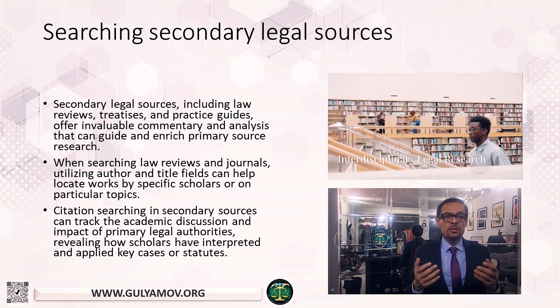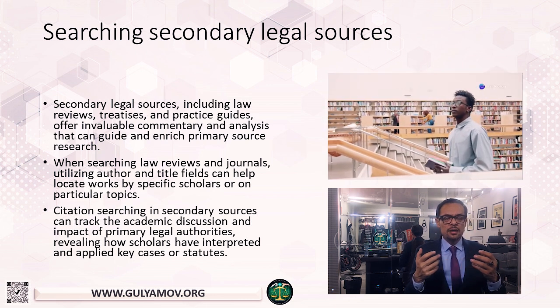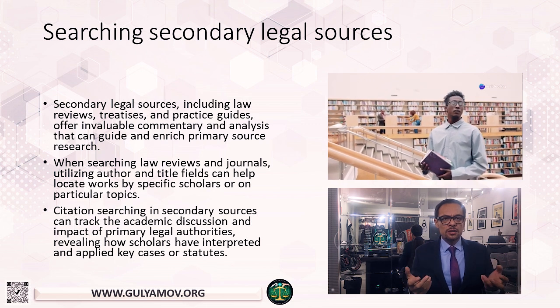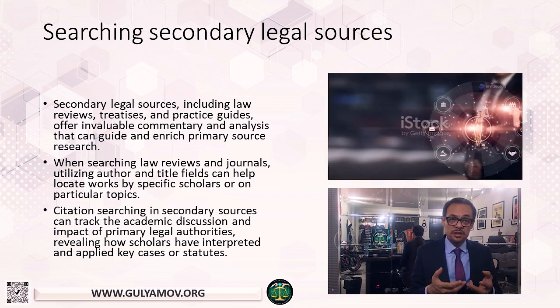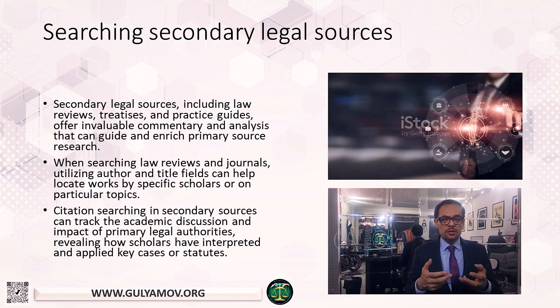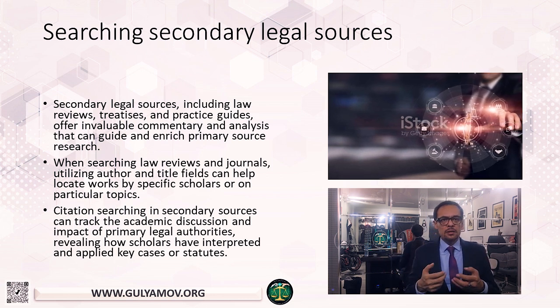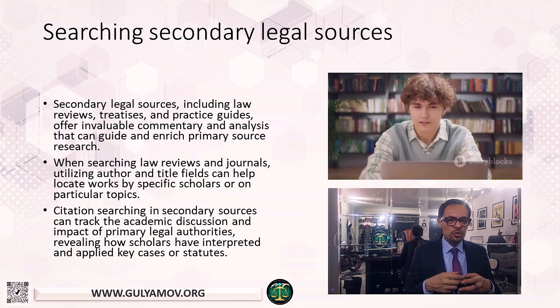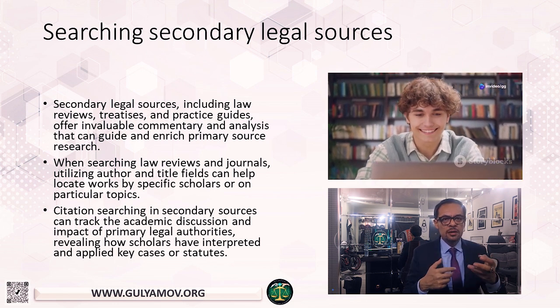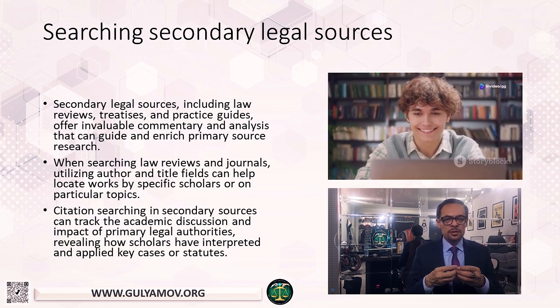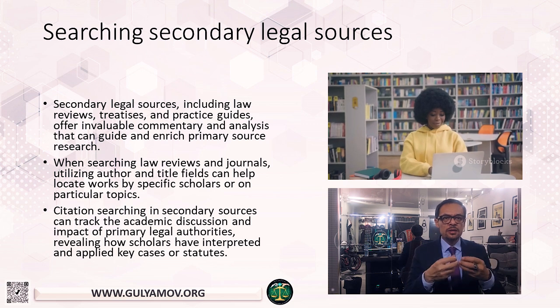When searching law reviews and journals, utilizing author and title fields can help locate works by specific scholars or on particular topics. For comprehensive coverage of a legal issue, subject or topic searches across multiple journals can reveal the breadth of academic discourse. Searching within specific sections of legal treatises or encyclopedias, such as chapter titles or section headings, can quickly direct researchers to relevant analysis.